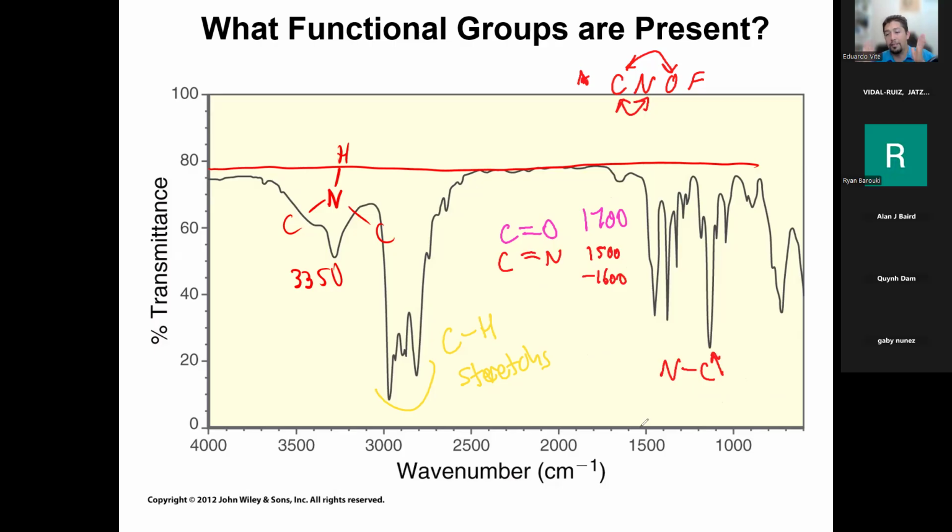Maybe I'm wrong, but we do our best. We guess. It's very reasonable. So yeah. Again, this does not give you the complete information. This is just something else you use in conjunction with everything else we've learned to identify a compound. Any more questions about this? Okay, more examples.